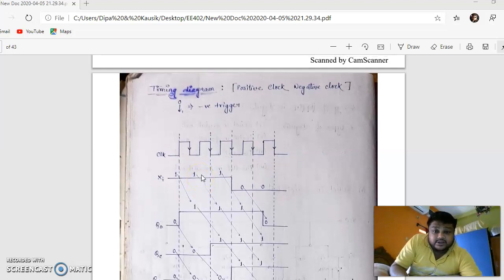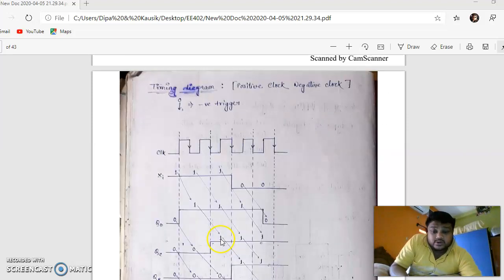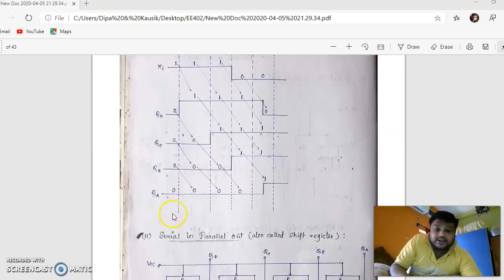Similarly, for QD, when the clock pulse is 0, QD is 0. Clock pulse 1, 2, 3, QD is 1. Clock pulse 4 is again 0. Similarly, QC, QB and QA are drawn here.